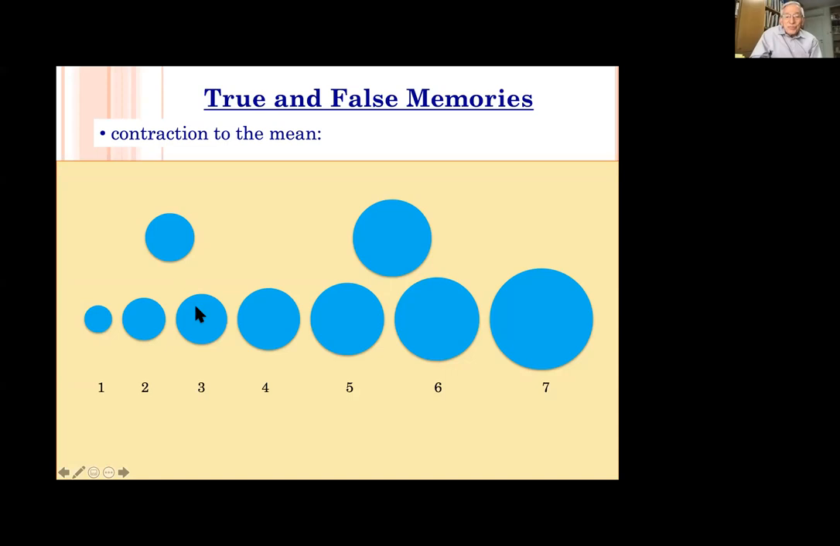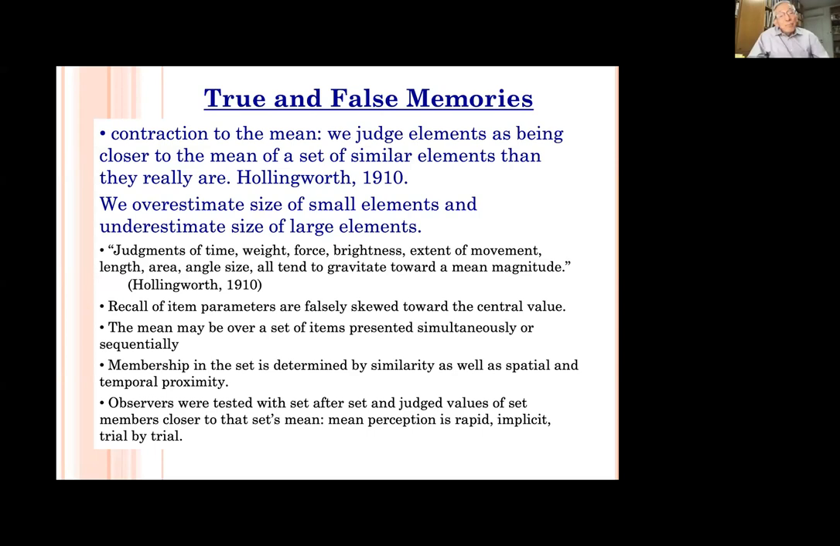So what we do is we contract to the mean. When we try to judge something which belongs to a set, we always say it's closer to the mean than it really is. This is something which was found more than a century ago, 1910, by Hollingworth. He said that judgments of time, weight, force, brightness, extent of movement, length, area, angle, size, all tend to gravitate towards a mean magnitude. We call it central tendency: item parameters are falsely skewed towards the central value, okay? So I'm calling this a false memory, okay? This is something where we remember the group, and when we're asked about an individual, we say it's closer to the mean than it really was.